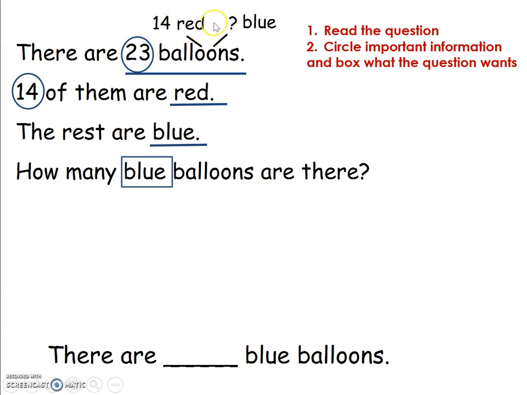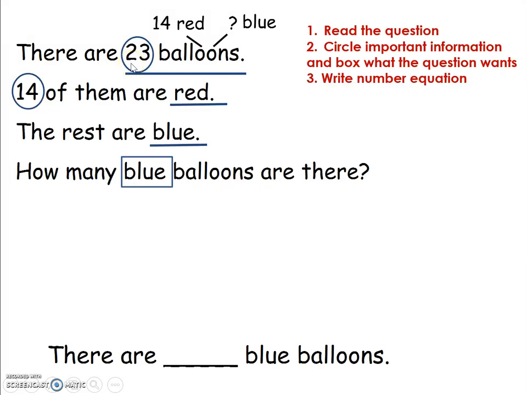So I know that red, which is a part, another blue, which is another part, will make this whole. So I know the whole, I know the part, I need to find the other part. So what should I do? Take away. Very good. The whole, take away the part. Okay, so which is 23, take away 14, which is our step 3, write our number equation.